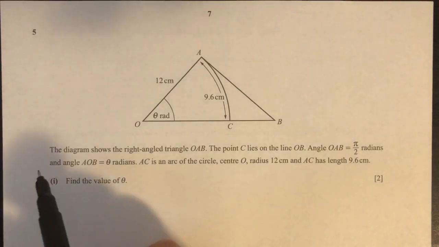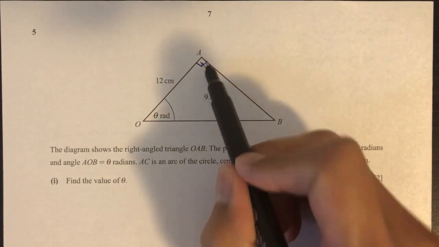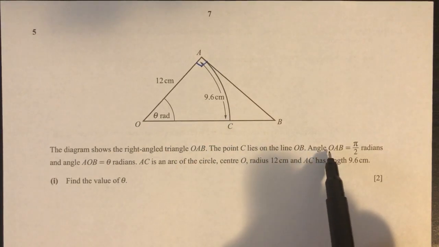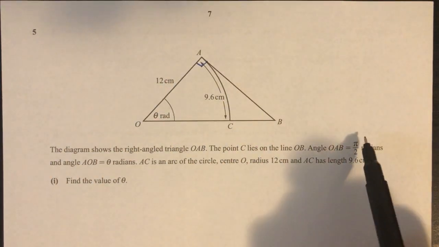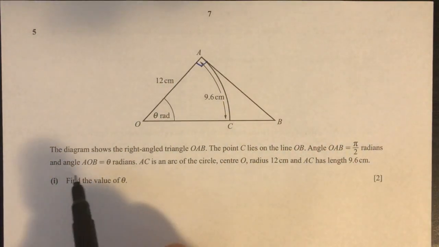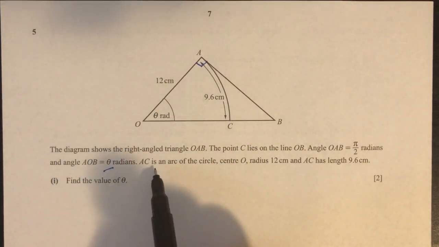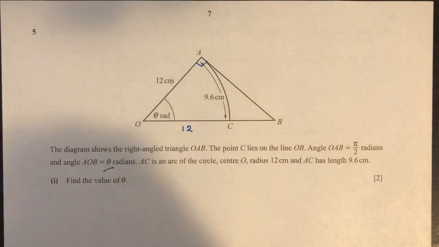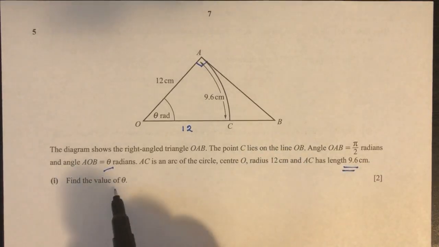Question number 5. The diagram shows the right angle triangle OAB. So this is the right angle here. Now, the point C lies on OB. Angle OAB is given as pi by 2 radians, so it is 90 degrees, pi by 2 radians. Now we have angle AOB, which is theta. Now we say arc AC. AC is an arc of the circle with radius 12, so OC is also 12. The arc has length 9.6. Find the value of theta.